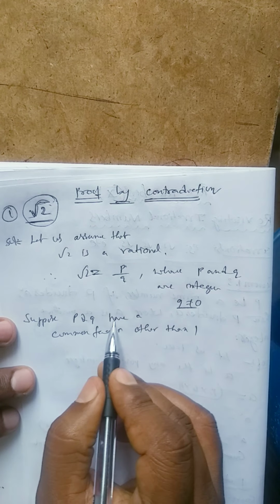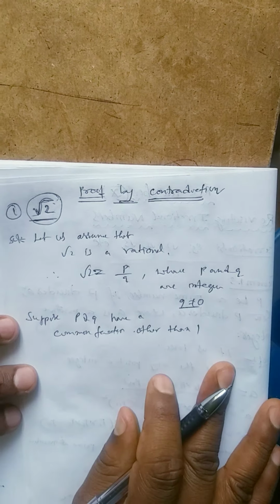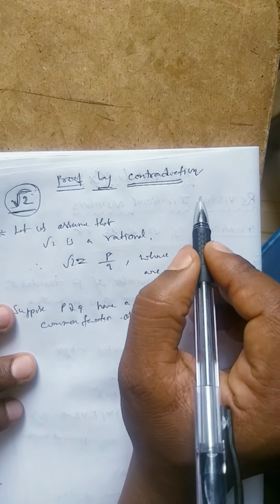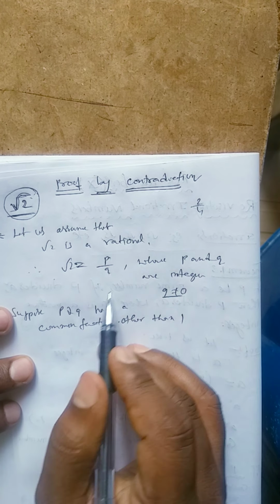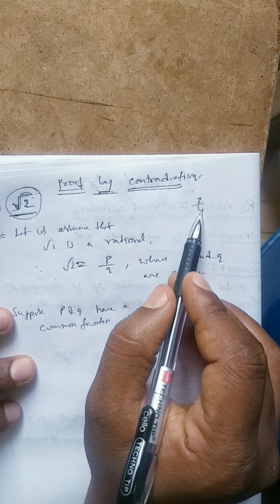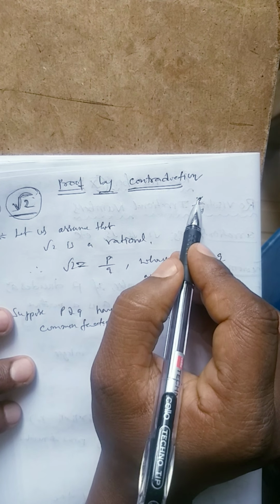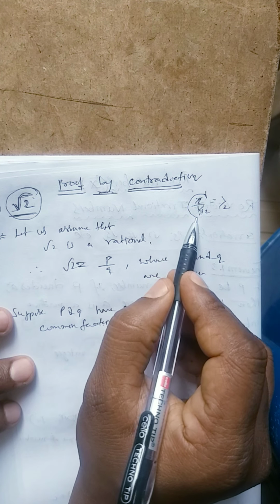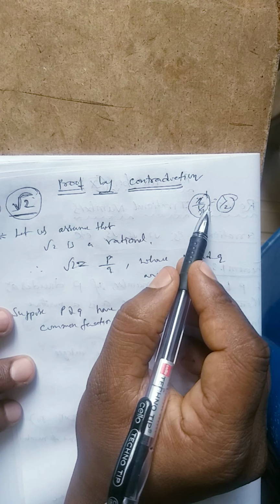Suppose p and q have a common factor other than 1. Then what happens? Suppose you see 2 by 4. 2 and 4 have a common factor 2, because 2 can divide both. So I can divide by the maximum number, 2 ones are 2, 2 twos are 4. So I will do it, so that I am writing the standard form of the rational number.